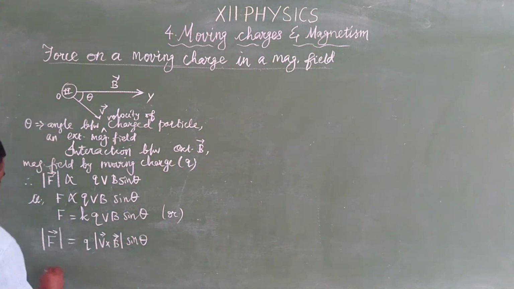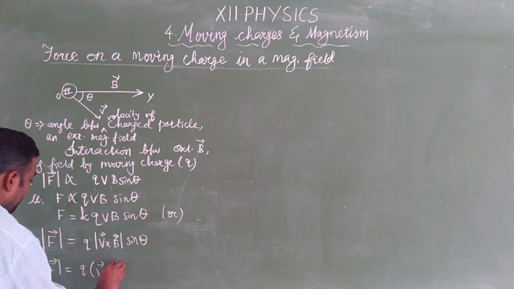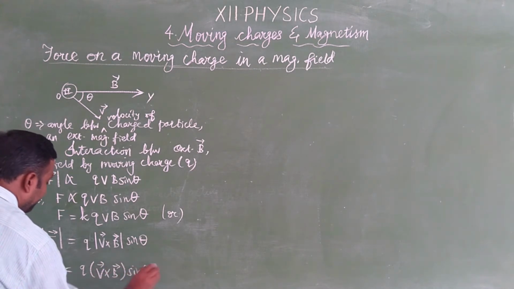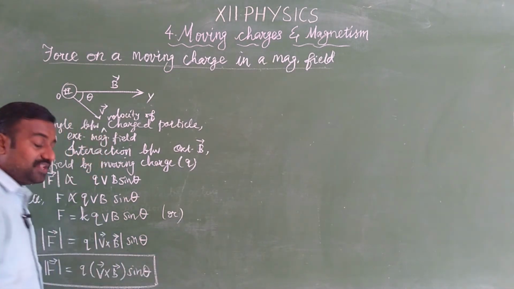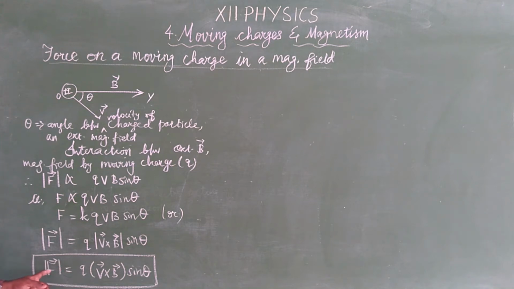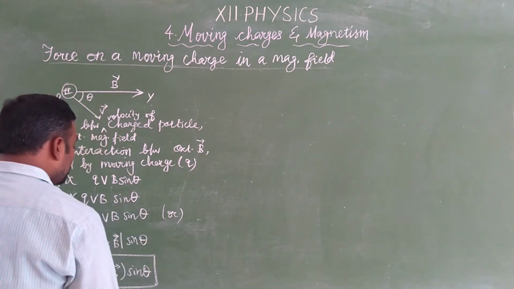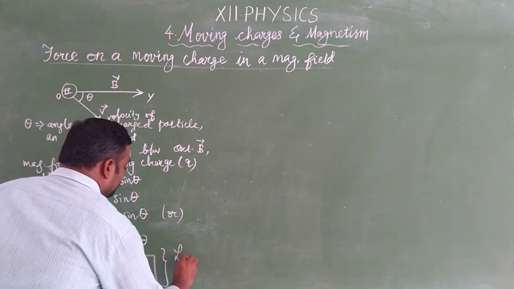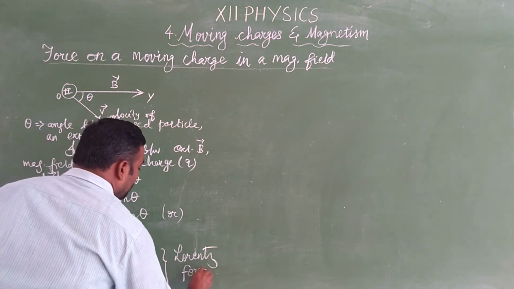So we'll write finally the magnitude of the force is equal to Q into V cross B sin theta. So this is the vector representation of the force experienced by the charged particle. This is the force experienced by the charged particle when it's moving with a certain velocity in an external magnetic field. Okay, F is equal to QVB sin theta. Now this force is called the Lorentz force.